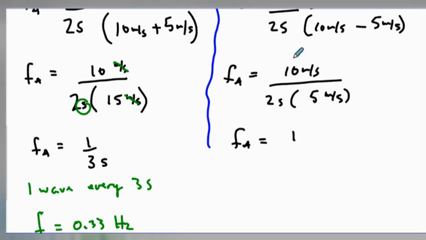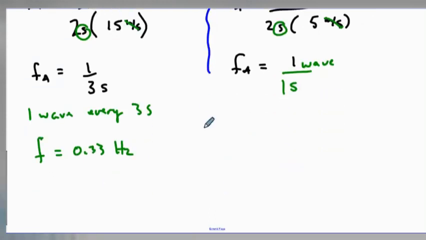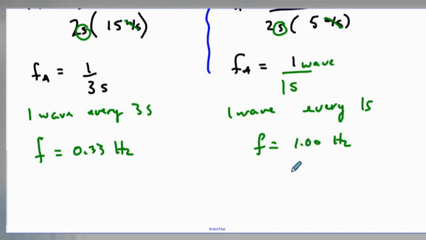And let's just look at our units here. Meters per second, meters per second. I'm left with seconds on the bottom. I'm going to have one wave every 1 second. The frequency here is 1 hertz.